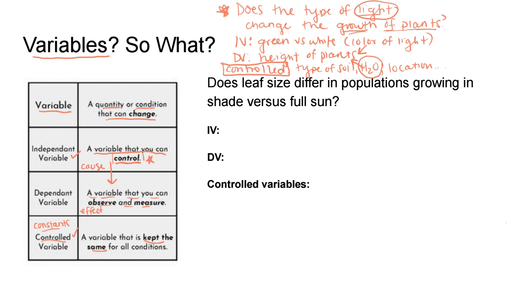Let's do one more example. Does leaf size differ in populations growing in shade versus full sun? What's our independent variable? It is the thing that we are changing. So we are changing shade versus sun. So we are changing the amount of light.